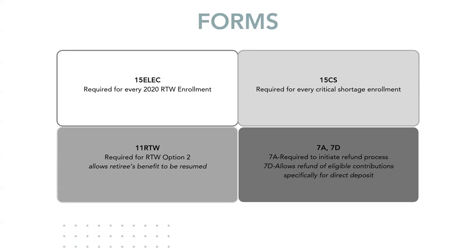The 11 RTW and the 7A and 7D are more so for the retiree to fill out. The 11 RTW is going to be required for all those under option 2. This allows us to begin their benefit again, and it's really important that they submit this either before their termination date or right when they are terminated, because every day after that, they are not eligible for their benefit until we receive the form. The 7A is required to initiate the refund process, and then the 7D is the one that's specifically for direct deposit.